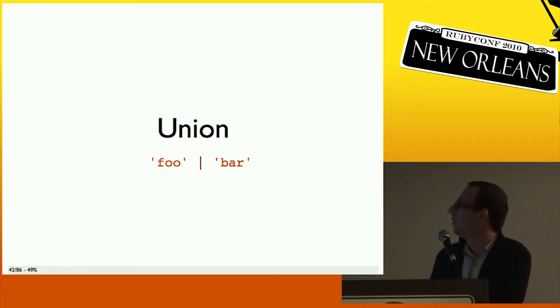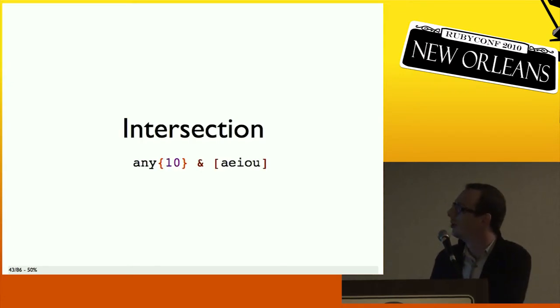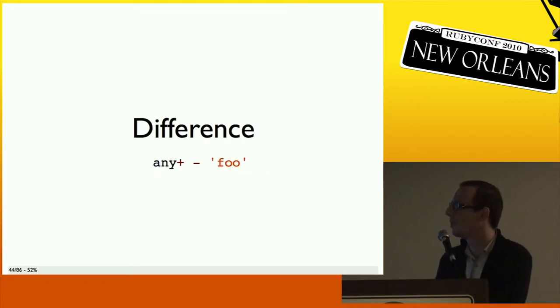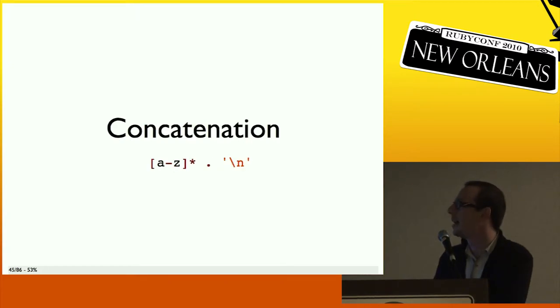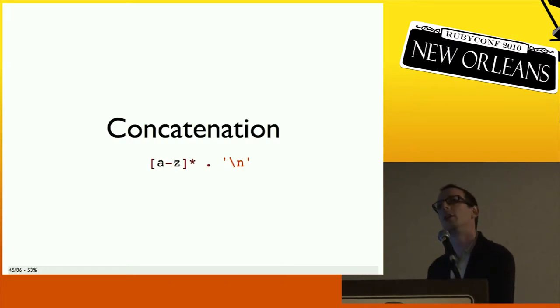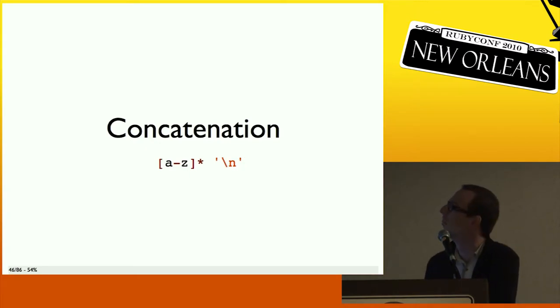You also have union, match either the first or the second. Intersection, match anything that meets both requirements on the left and the right. Difference, match anything in the first that doesn't match the second. Concatenation, which is the bread and butter of chaining together smaller machines to end up with something much more complicated. The dot is optional. That's the default assumption when you're combining two different submachines.